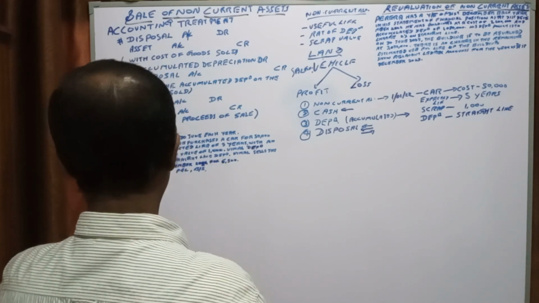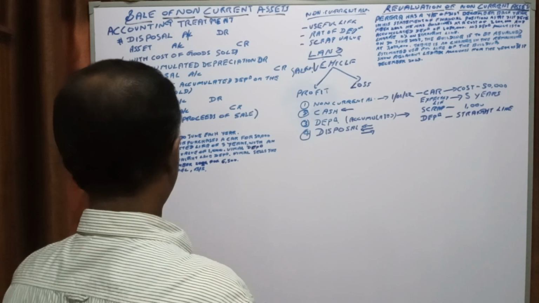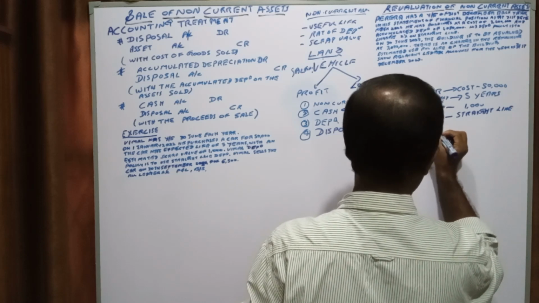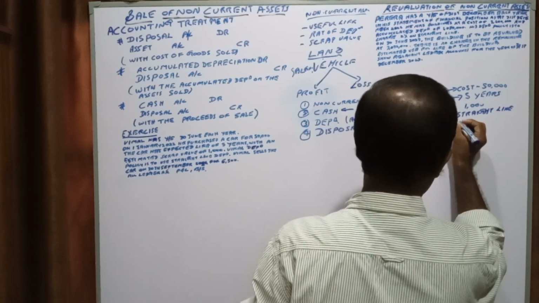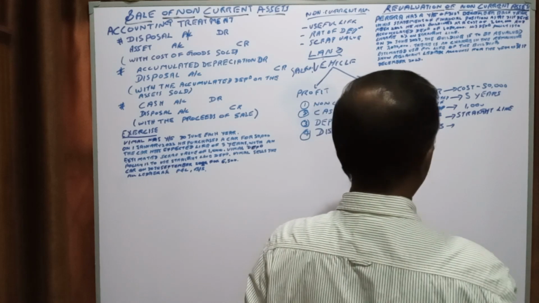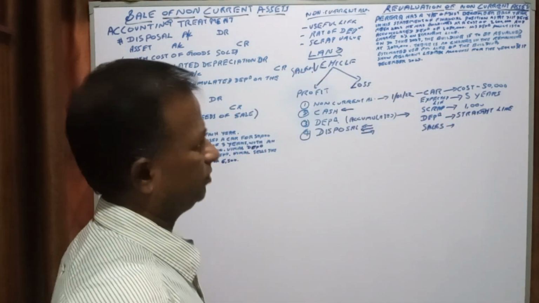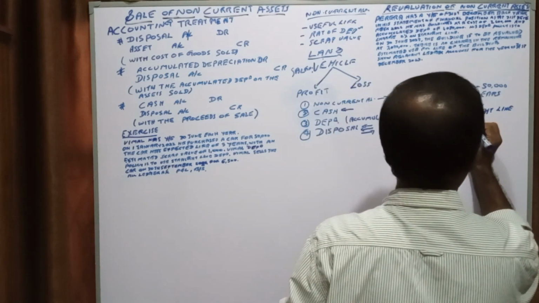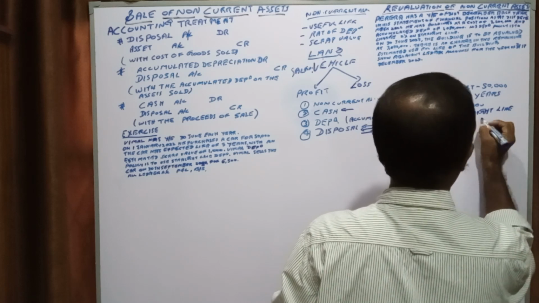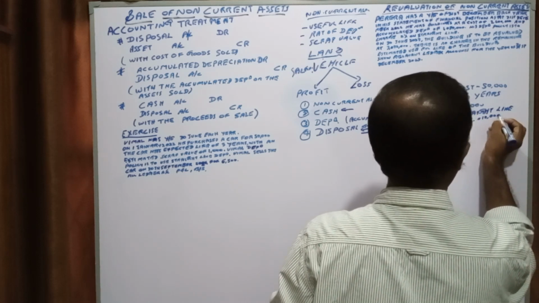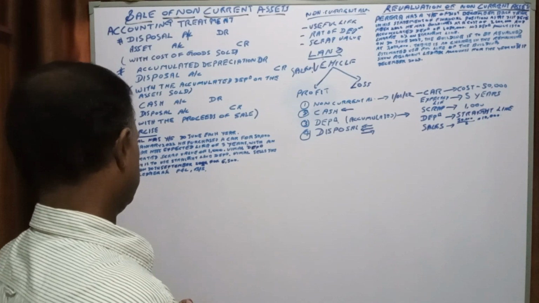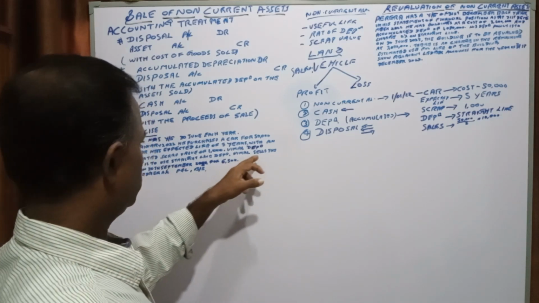Vimal sells the car on 30th September 2024. This is the straight line method, so you have to calculate the depreciation. 50,000 divided by 5 means 10,000 each year is the depreciation charged to the accumulated depreciation account. Yes, we will move to the next one.